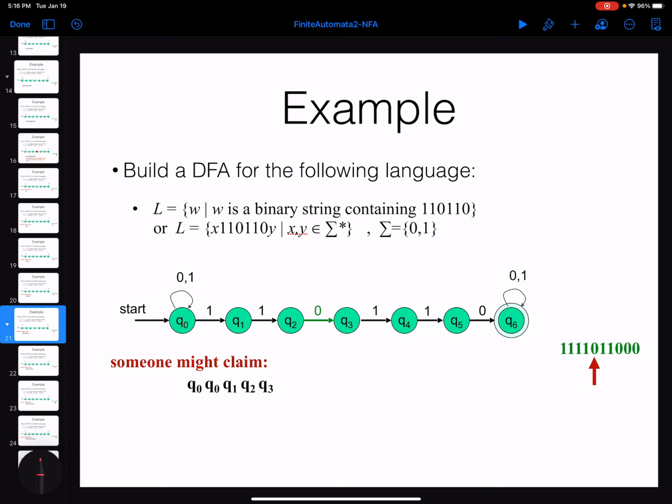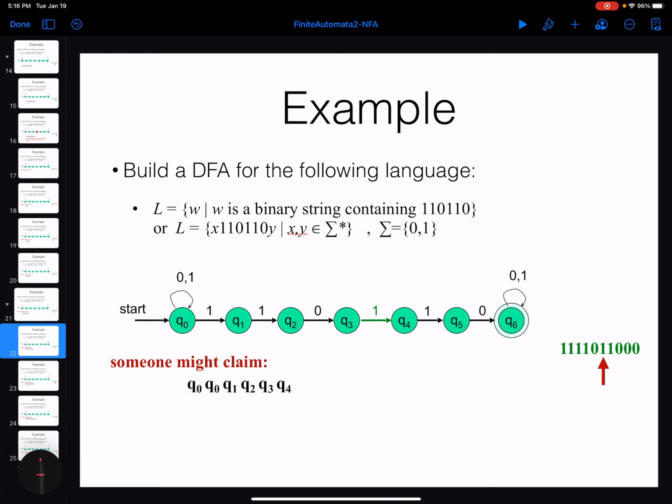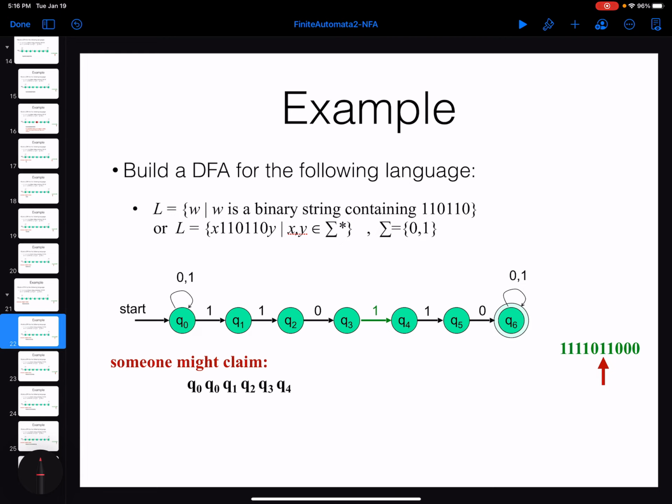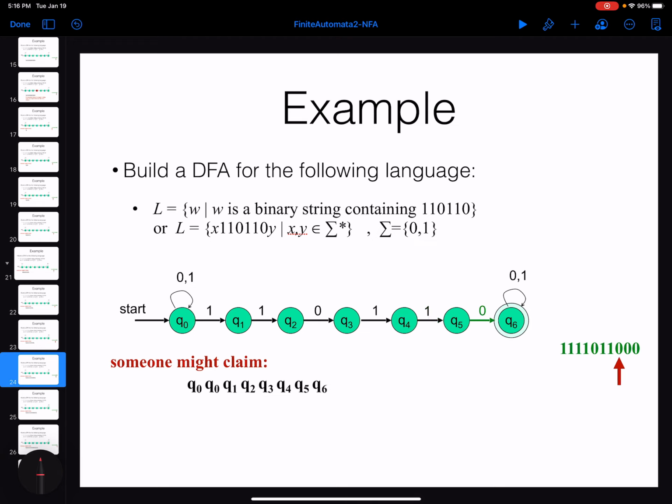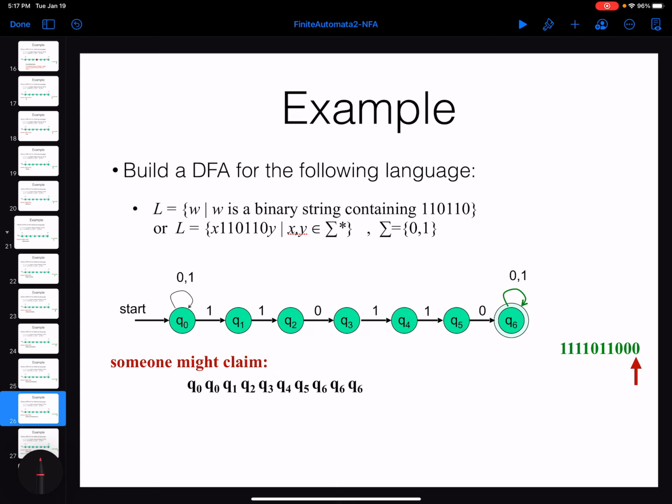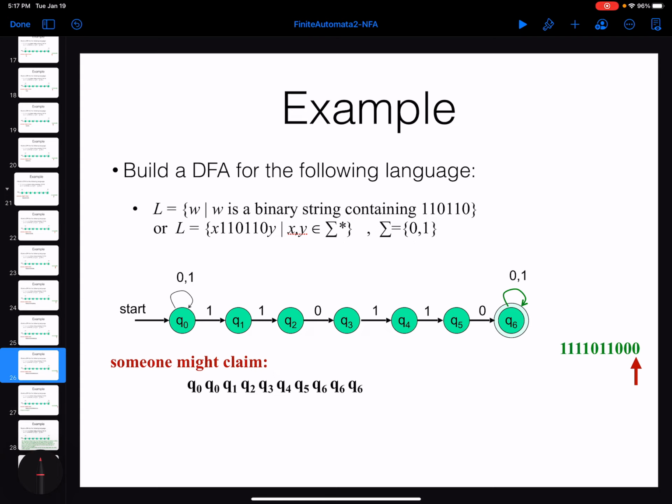With the next symbol from Q3 we go to Q4. With the next symbol, which is again 1, from Q4 we go to Q5. With the next symbol, which is 0, we go to Q6. And this time we reach a final state, and the transitions here allow us to stay at the final state. So for the next two symbols, you stay at Q6, which is a final state, and you are reading the full string and you accept the string.